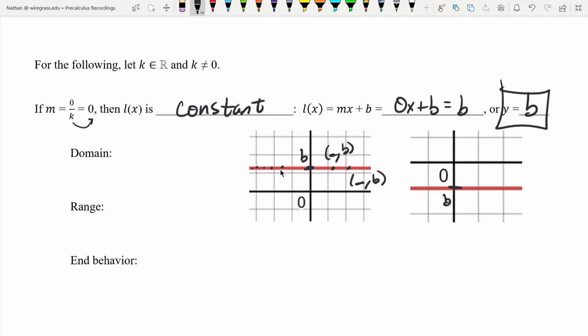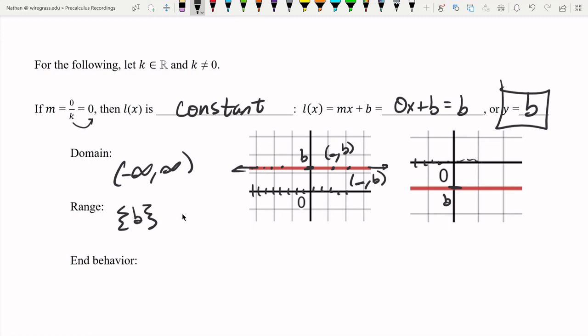So the domain, you can see it does go left and right continuously. So the domain is everything, because this goes all the way that way, all the way that way. So all of these values are covered here. The same thing is true for this one. The range, however, never gets past this one value of b. All the y values on every single point here is b. So that means the range is the singleton set b. It's just a set with one element in it.